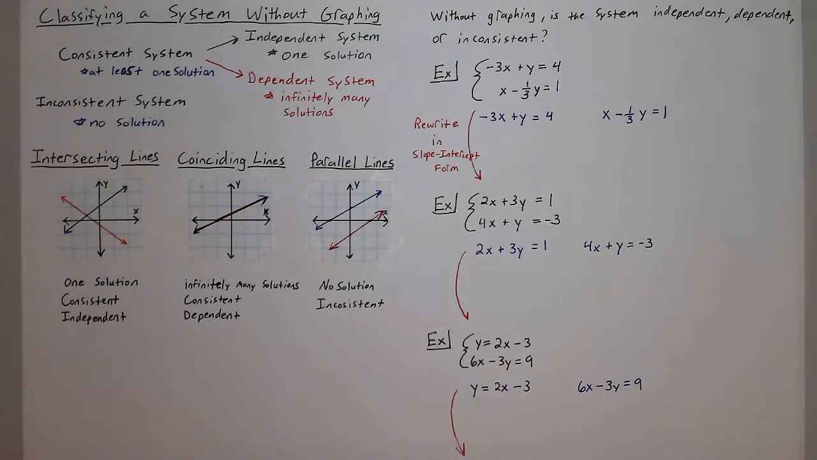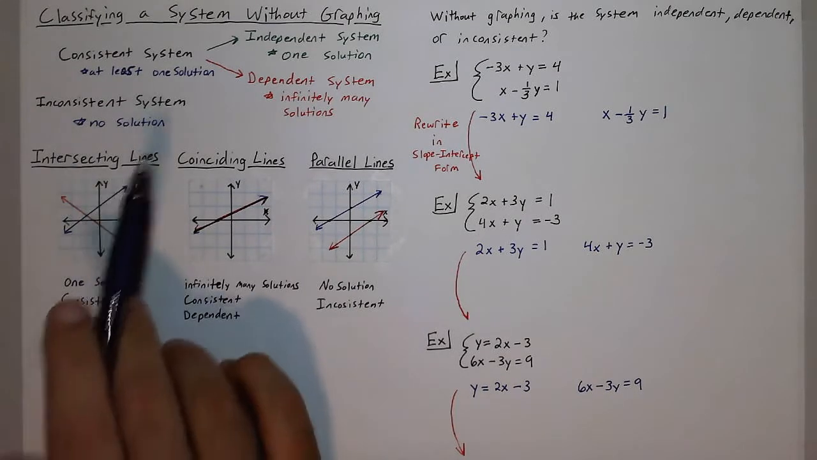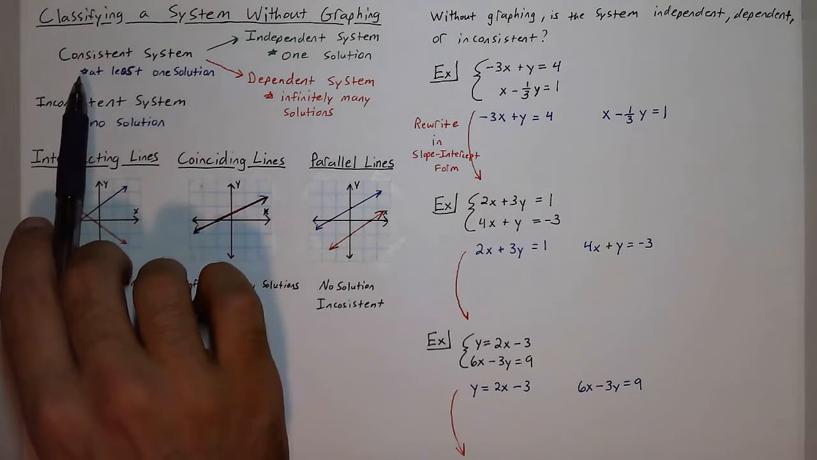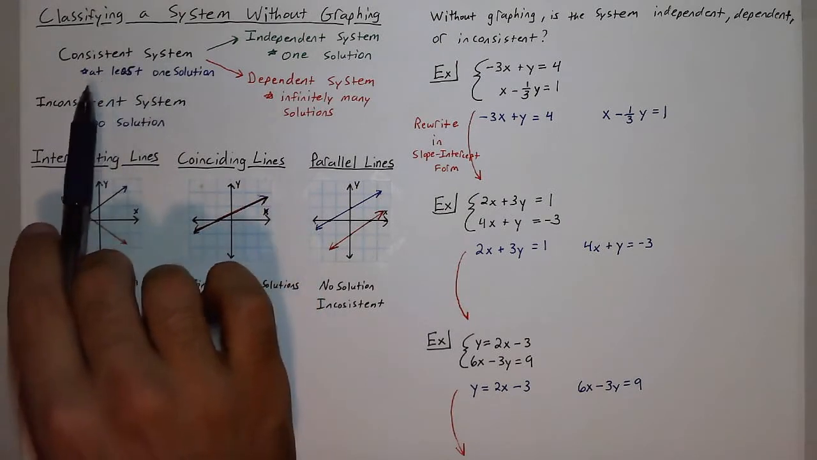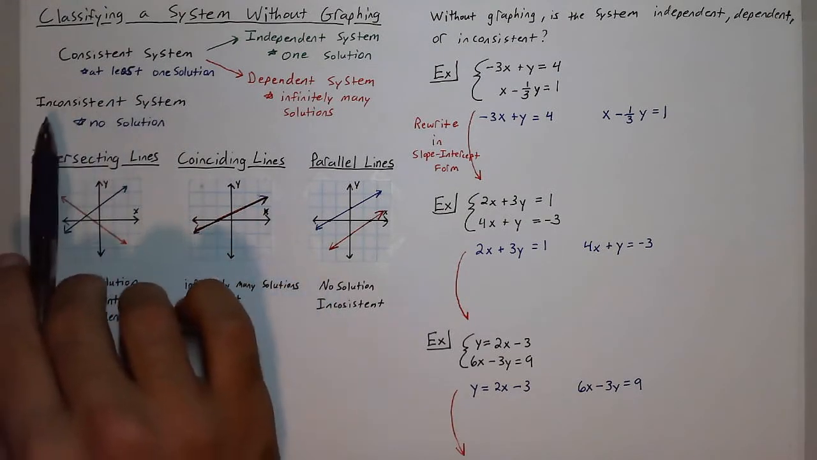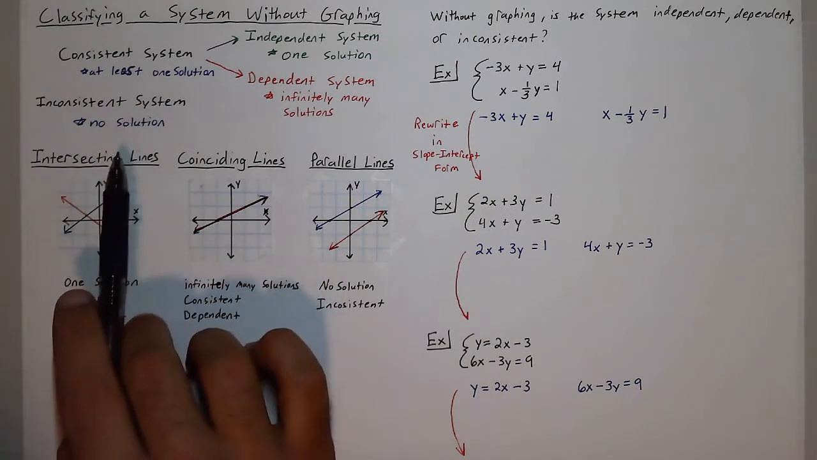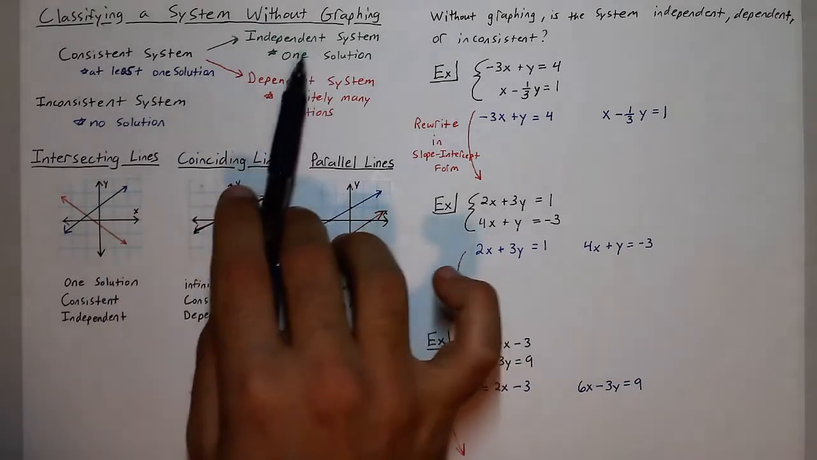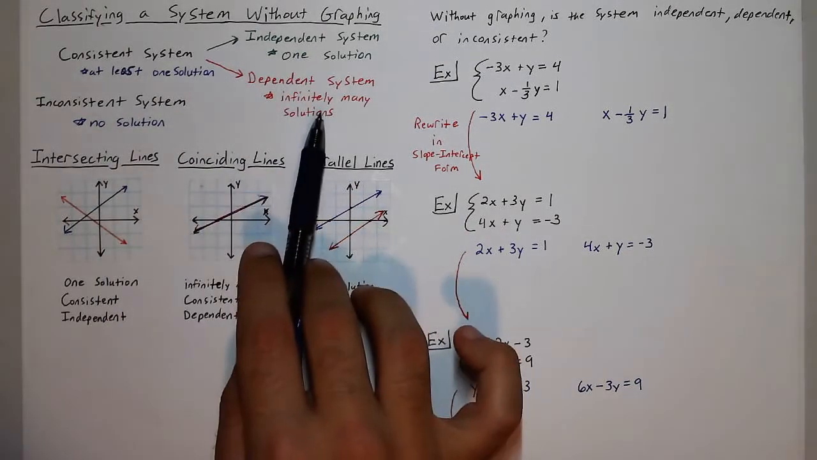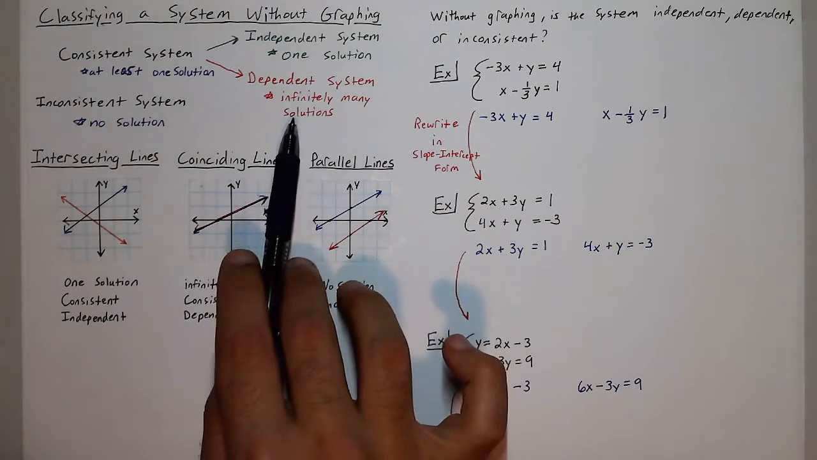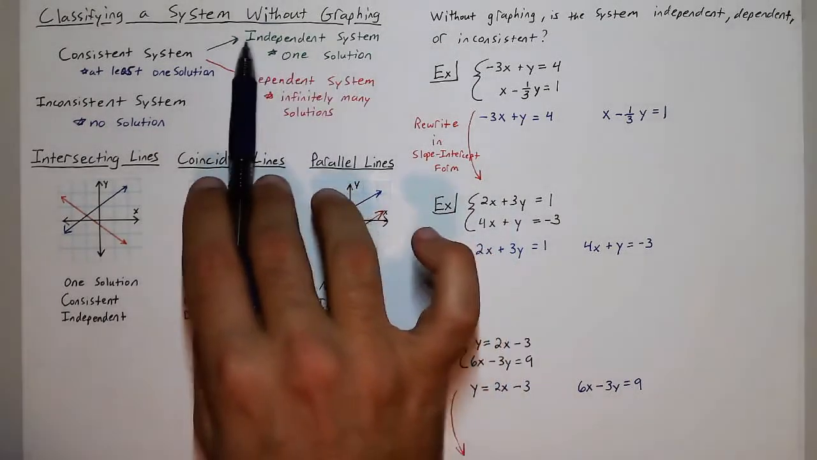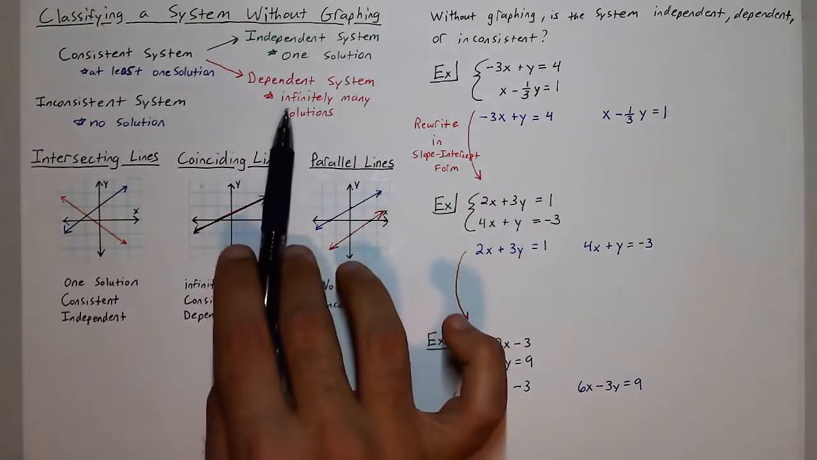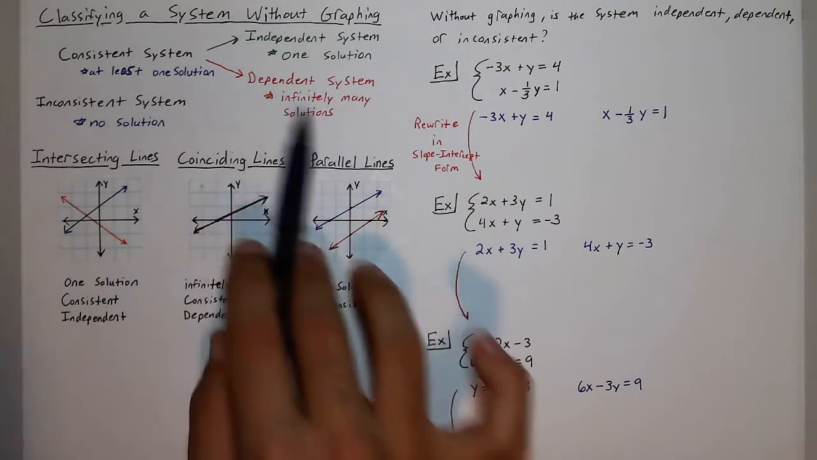In this video, we are going to learn how to classify a system without graphing. The way we do this is we know there are two types of systems. There's a consistent system, which means it has at least one solution, and an inconsistent system, which has no solution. With at least one solution, there could be one solution or infinitely many. If there's just one solution, that's an independent system. And if there are infinitely many solutions, we call that a dependent system.